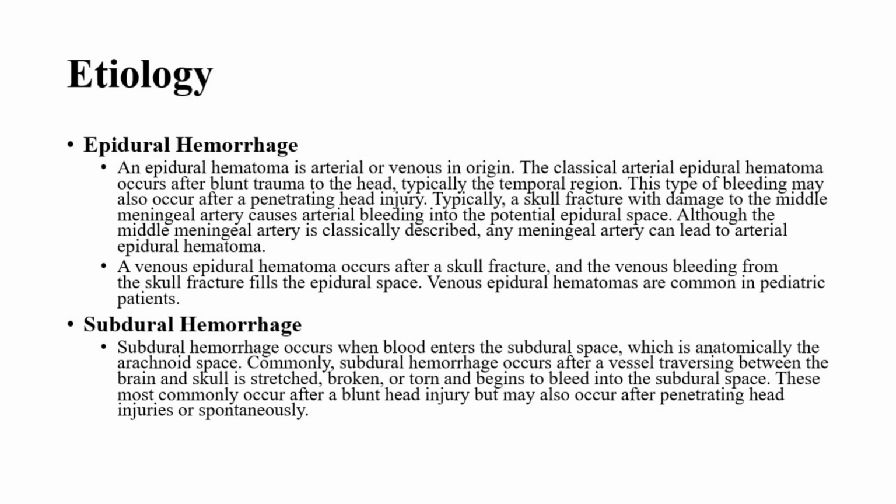A venous epidural hematoma occurs after a skull fracture, and the venous bleeding from the skull fracture fills the epidural space. Venous epidural hematomas are common in pediatric patients. Next, subdural hemorrhage occurs when blood enters the subdural space, which is anatomically the arachnoid space. Commonly, subdural hemorrhage occurs after a vessel traversing between the brain and skull is stretched, broken, or torn and begins to bleed into the subdural space. These most commonly occur after a blunt head injury but may also occur after penetrating head injuries or spontaneously.